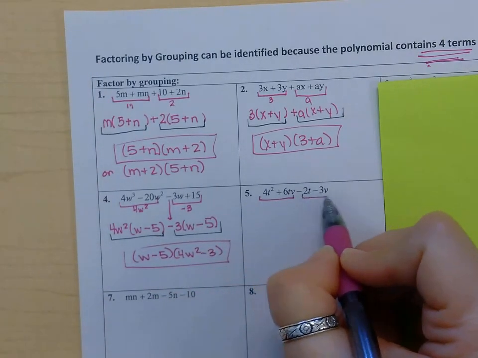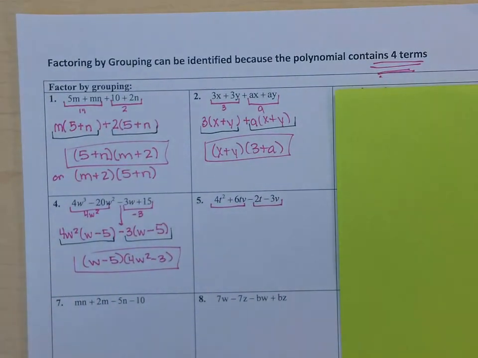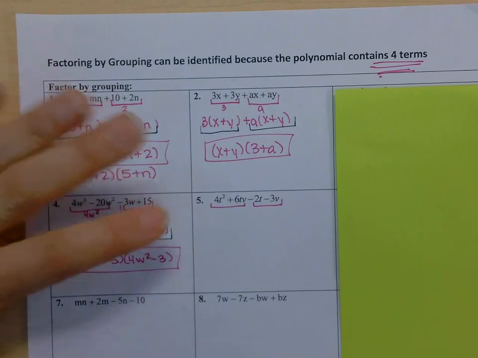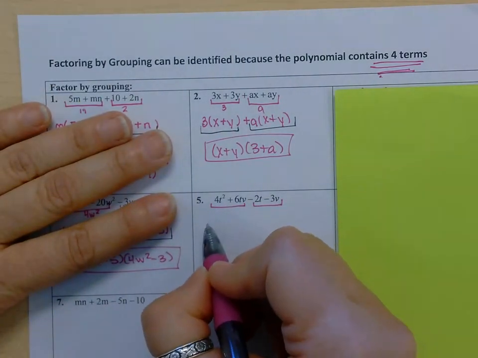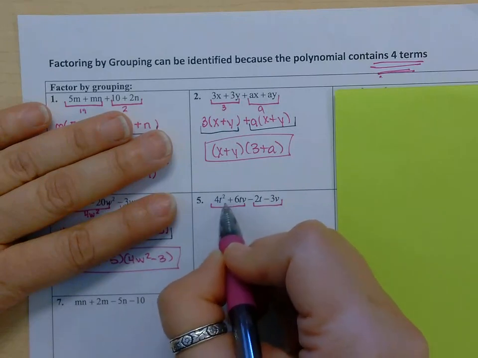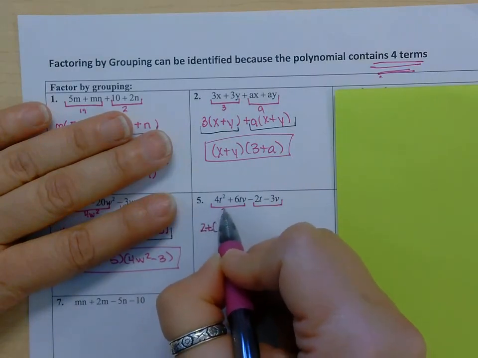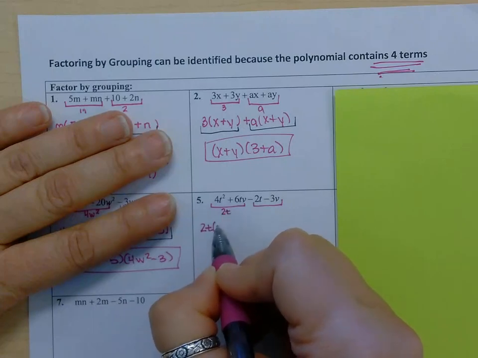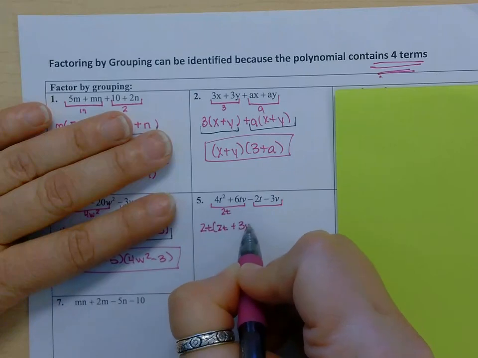So, 4 terms. We're not doing any other kind of factoring with 4 terms. You're going to just be able to look at a problem and say it's got 4 terms, it's grouping. I group the first 2, its GCF for the first 2 is 2t. When I divide them by 2t, I get 2t plus 3v.